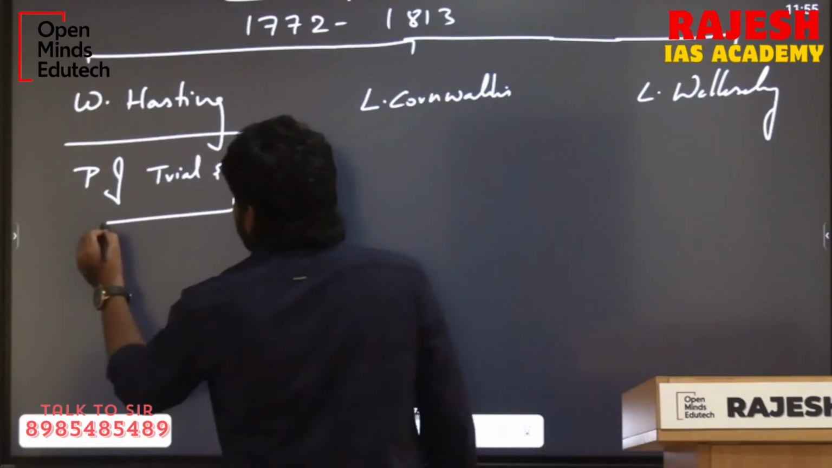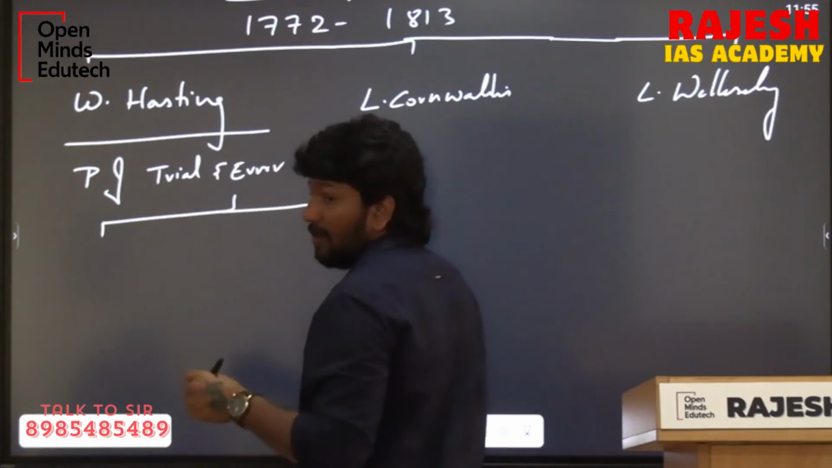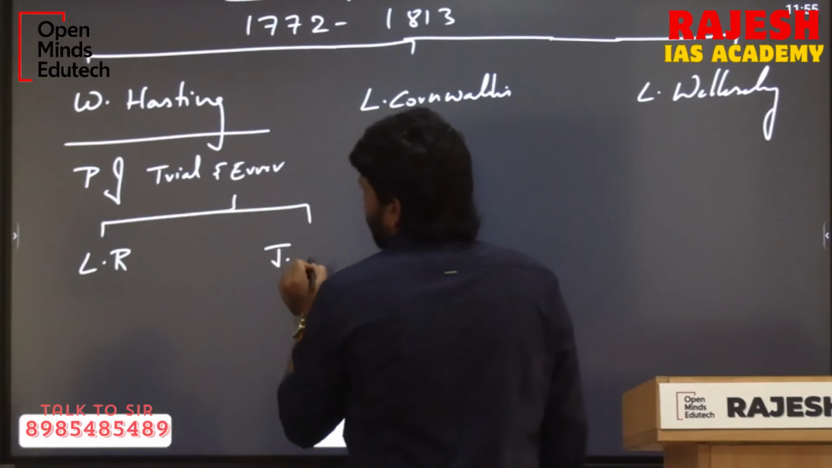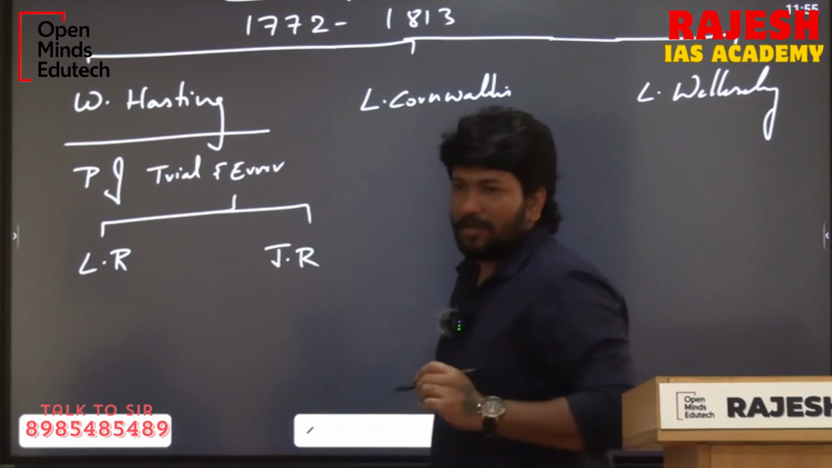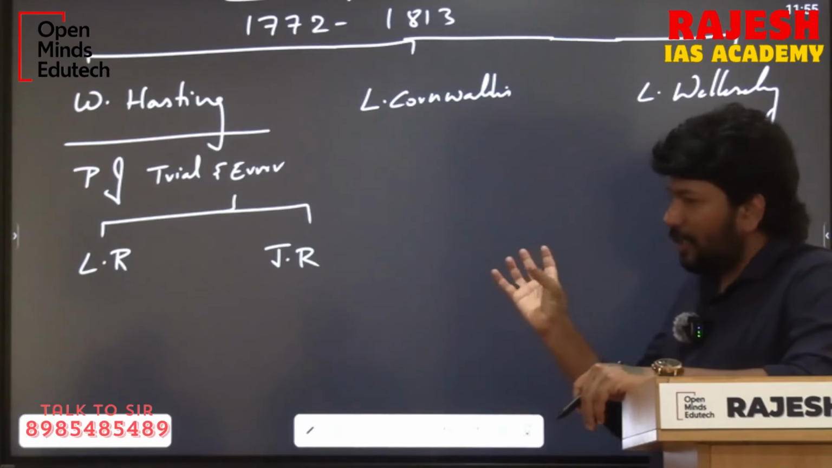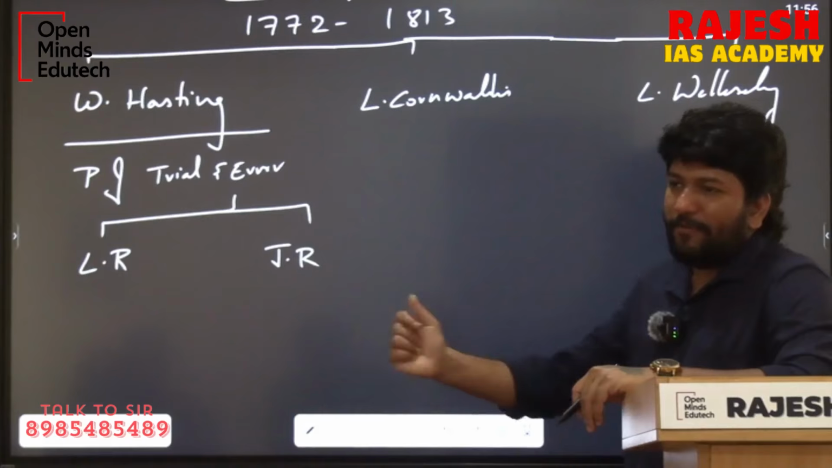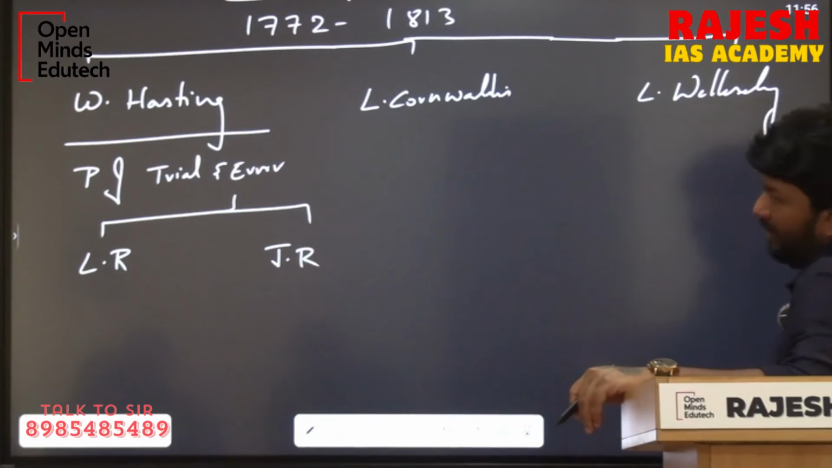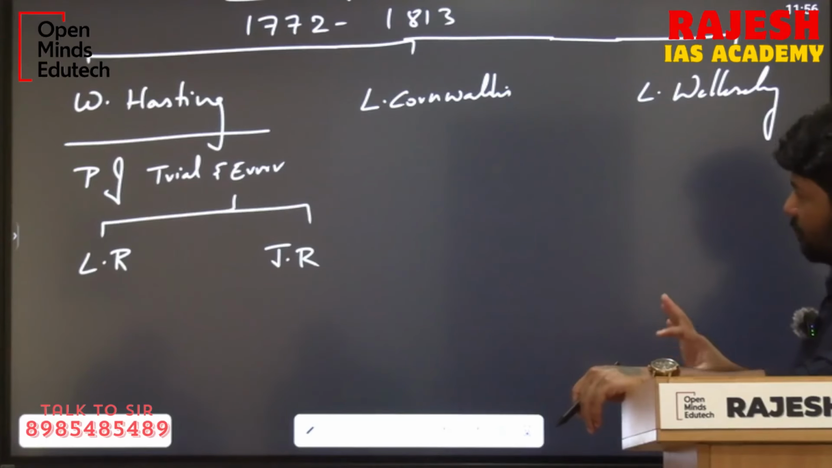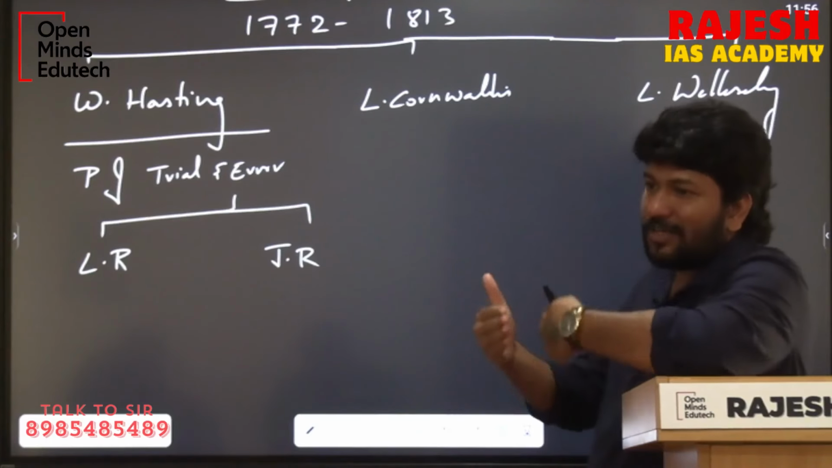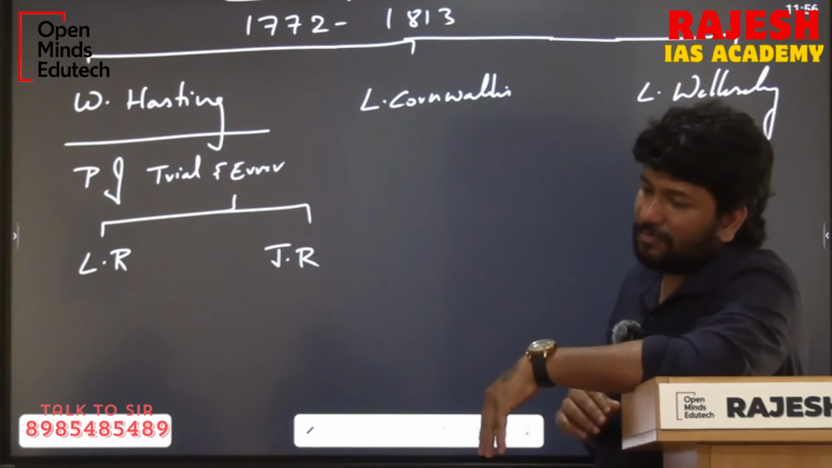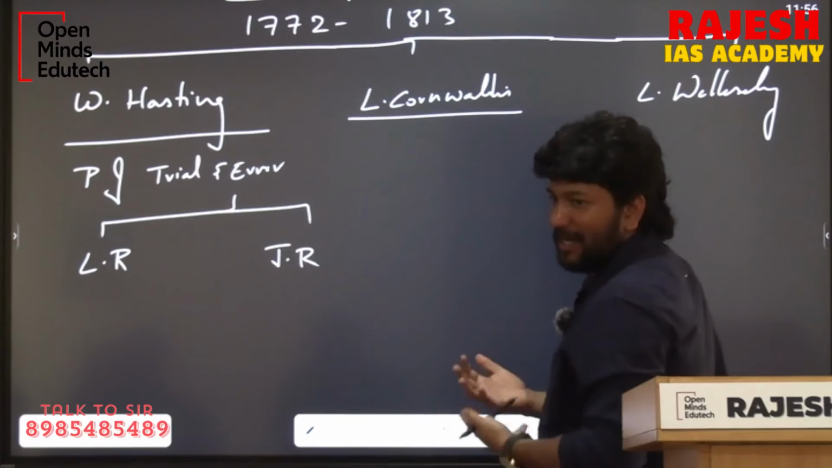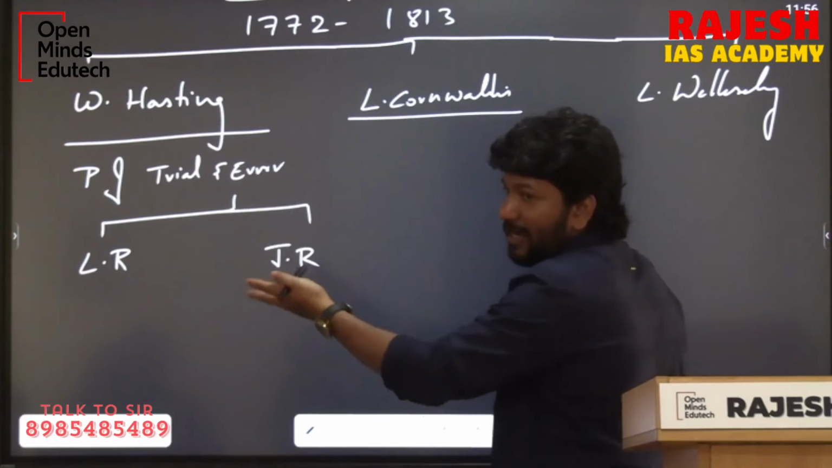In which fields? All fields? Yes, the land revenue field. Next one, judicial reforms. Clear? Only in these fields he will introduce a system. If it works, continue. If not, he will change. Now, Warren Hastings has given some foundation to whom? Cornwallis.